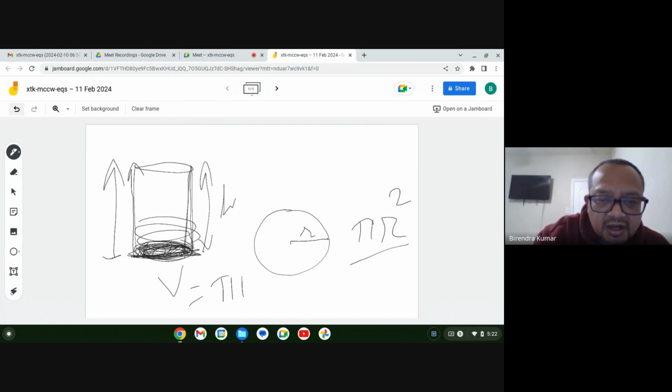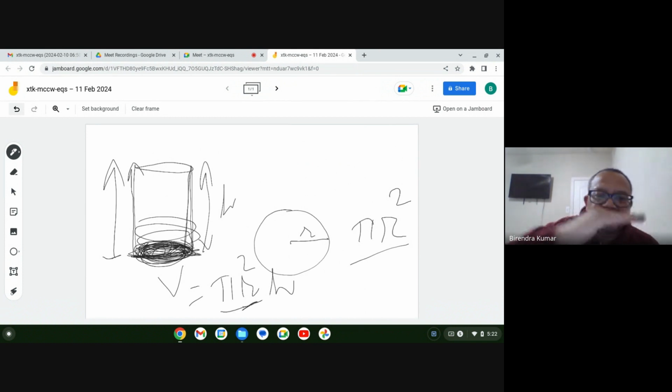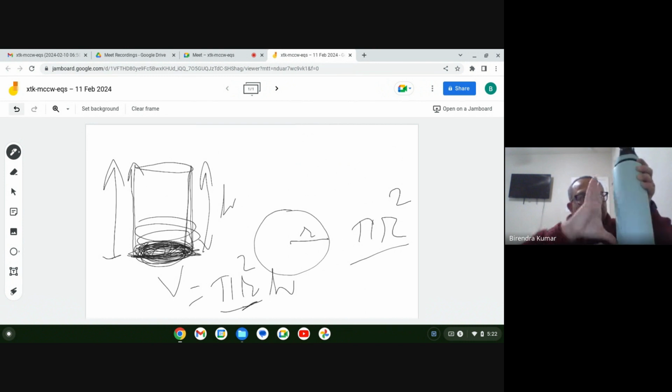pi r square h. Here, in the case of a cylinder, it has a radius because it is circular in nature. Pi r square gives me the area of this cross section. When I cut it vertically, I get a circle. So that area, pi r square, multiply that with h. That is my volume.